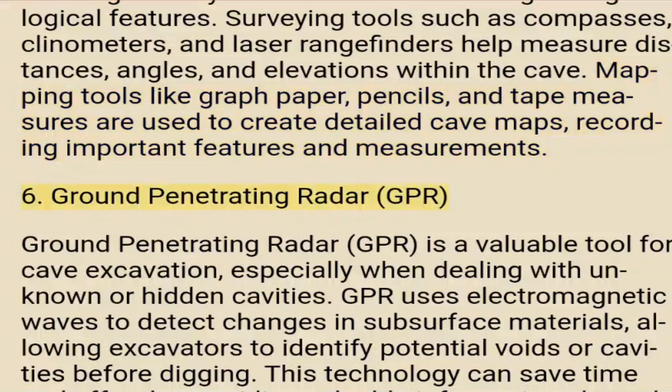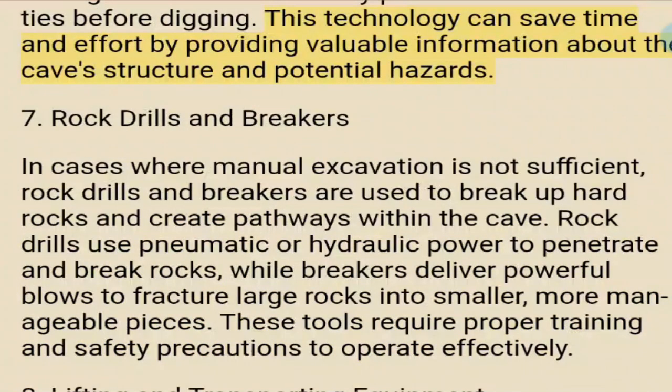6. Ground penetrating radar (GPR). Ground penetrating radar (GPR) is a valuable tool for cave excavation, especially when dealing with unknown or hidden cavities. GPR uses electromagnetic waves to detect changes in subsurface materials, allowing excavators to identify potential voids or cavities before digging. This technology can save time and effort by providing valuable information about the cave's structure and potential hazards.